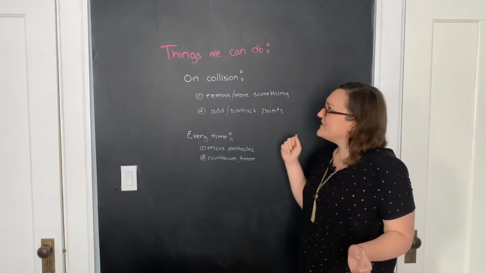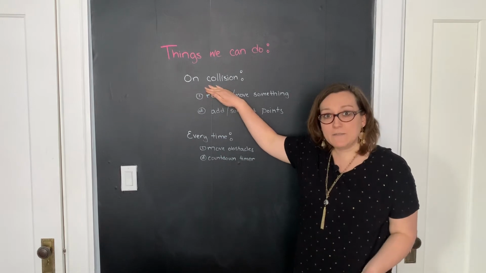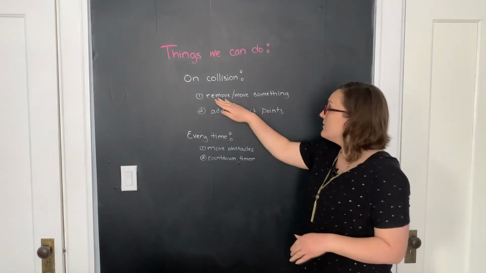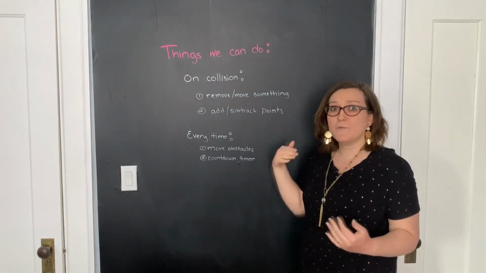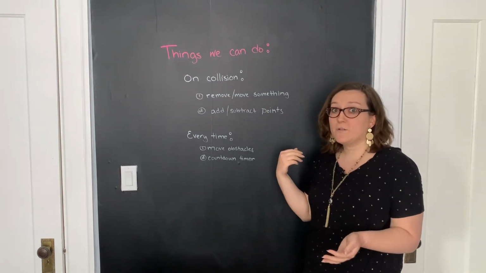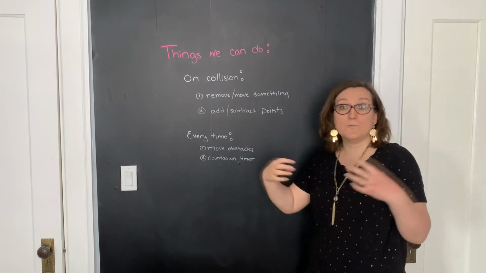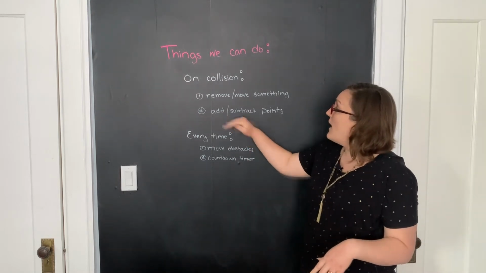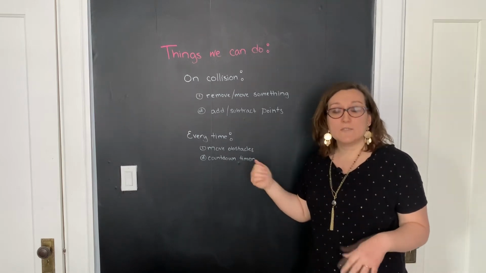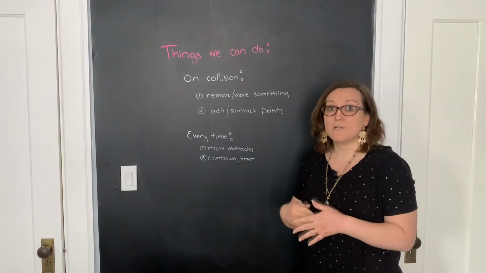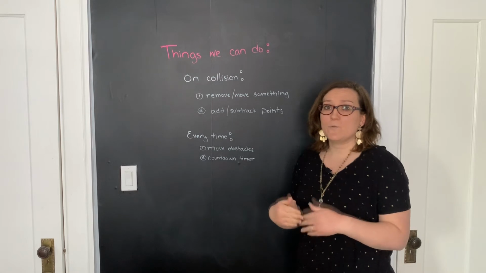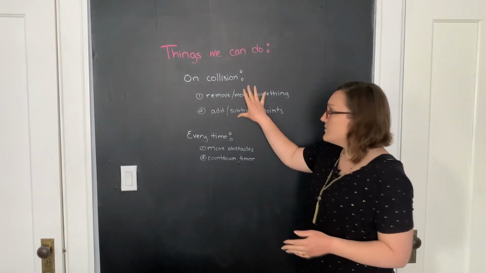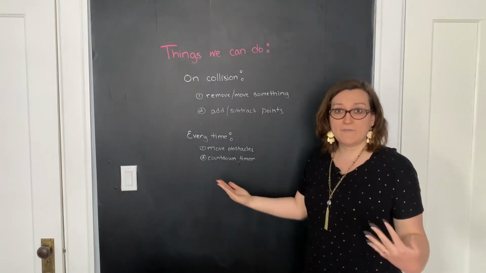So these are some things we can do. On a collision, either between two characters or between a character and an obstacle, we can remove or move something. So if we had an obstacle, we could remove that obstacle. If two characters collide, we could reset their positions. So we'll look at what that looks like. And we can also add and subtract points. So if we were to have a score when we hit an object or another character, we could add points or we could subtract points. So we'll look at what that looks like too. And so those are on a collision event.